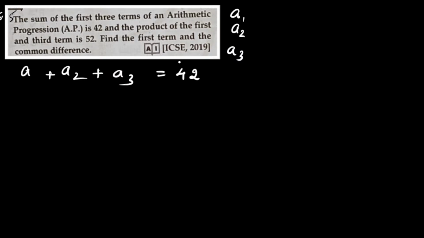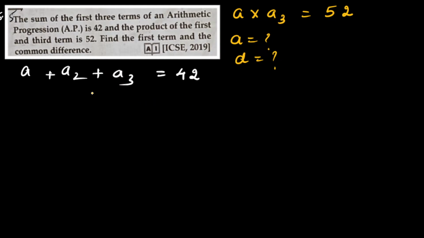And the product of first and third term. The first term is A, the third term is A3. So their product is equal to 52. So what we have to do: given the product of first and third term, find the first term and the common difference. A we have to find, and D, the common difference, we have to find.